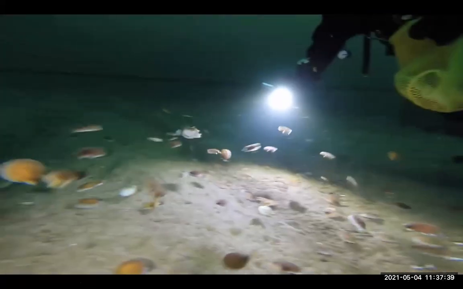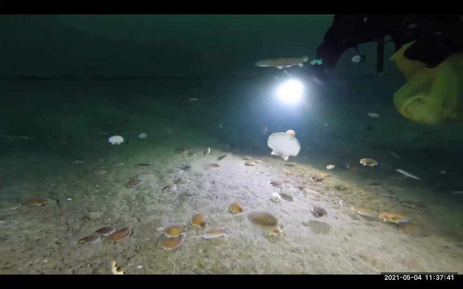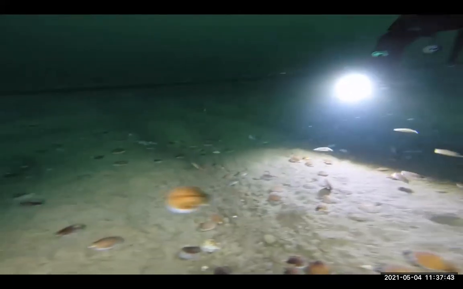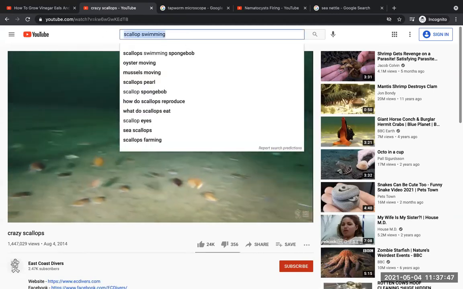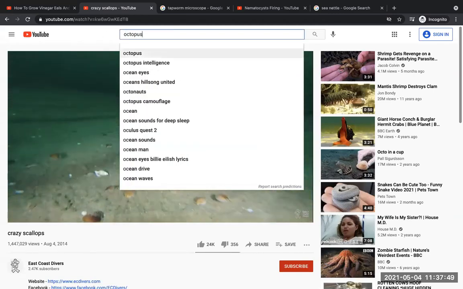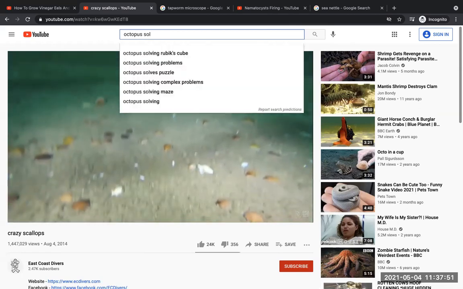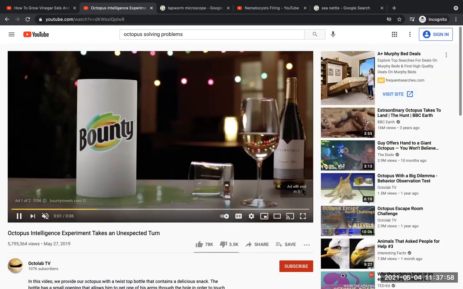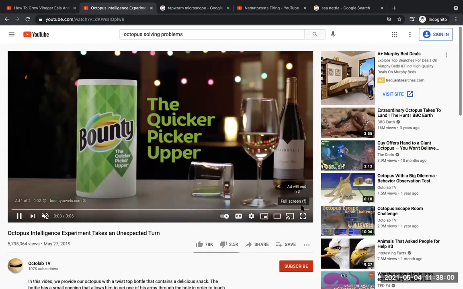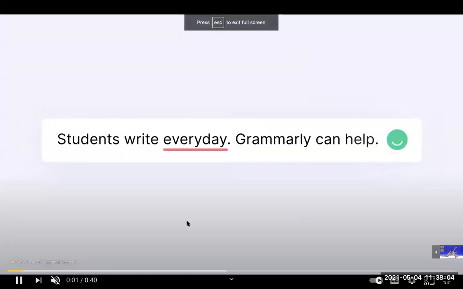And you notice that it has scallops, it has snails, it has slugs, and also octopus. So this is a very diversified group. There's a lot of diversity in it. So octopus. Octopus is very smart, maybe smarter than your dog or cat. So let me show you an octopus solving a problem.